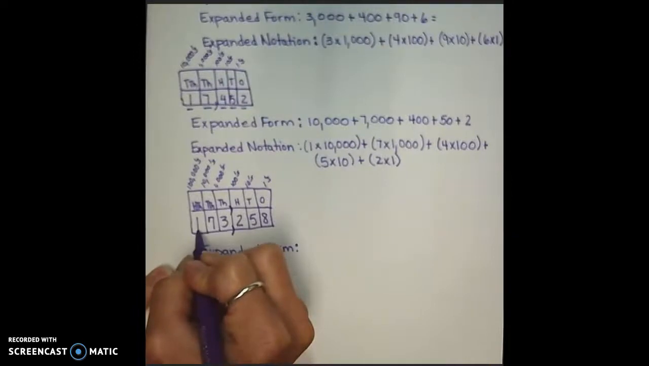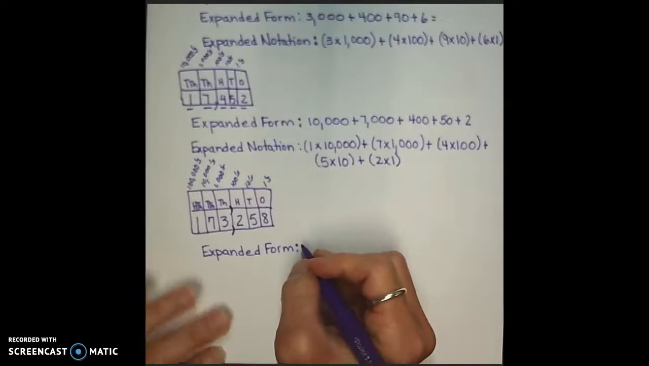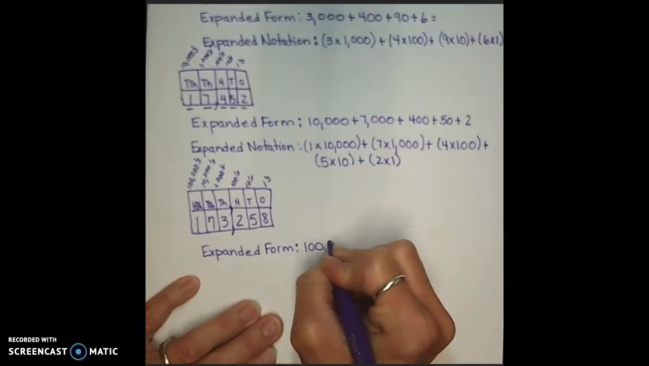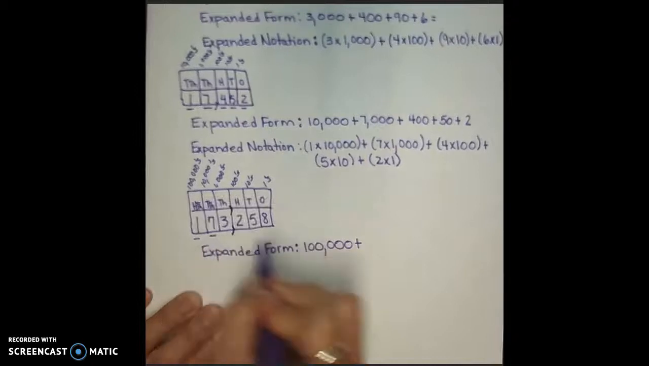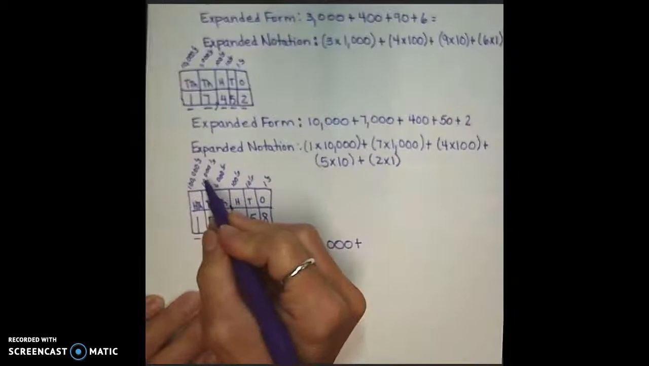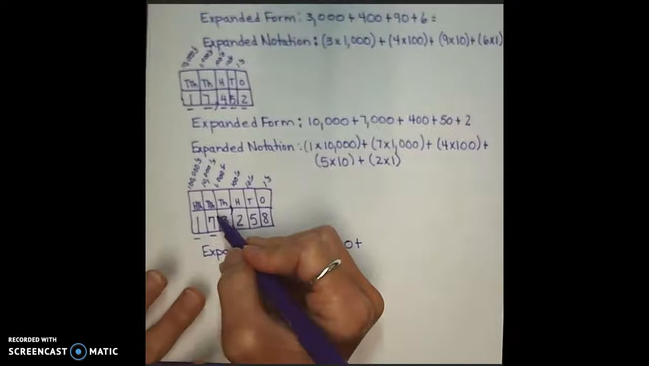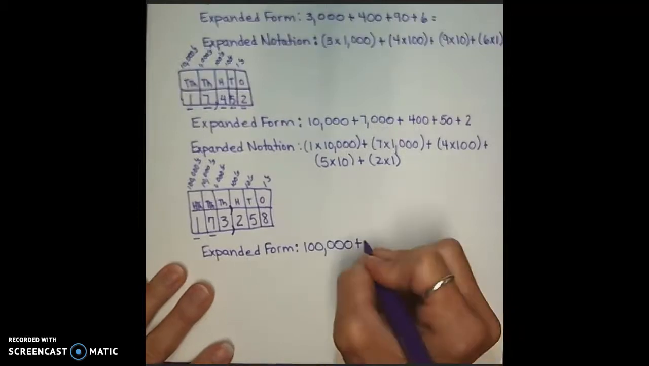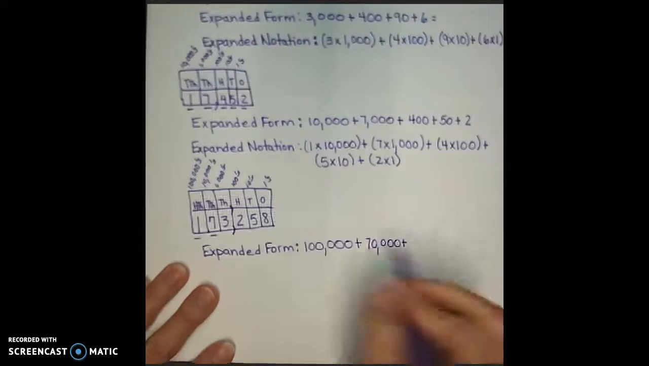I have 1 100,000, so that tells me the value of my 100,000th place is 100,000 plus. Then I move to my 10,000th place, and I have 7 10,000s. So I need to go 10,000, 20,000, 30,000, 40,000, 50,000, 60,000, 70,000. Making sure I'm putting my comma in the correct place.